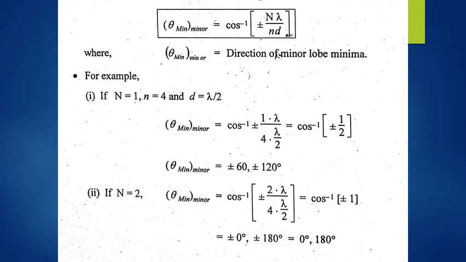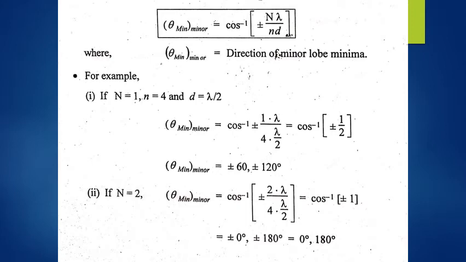So from this we can find the θ minimum for the minor lobes, that is equal to cos inverse of ±nλ divided by Nd. Here N is the number of isotropic radiators or the number of elements in the array. For example, first we take the integer n equal to 1 and N equal to 4, and we know the distance between the elements is λ/2. After substituting all the values, we get the θ minimum for the minor lobe as ±60, ±120 degrees.